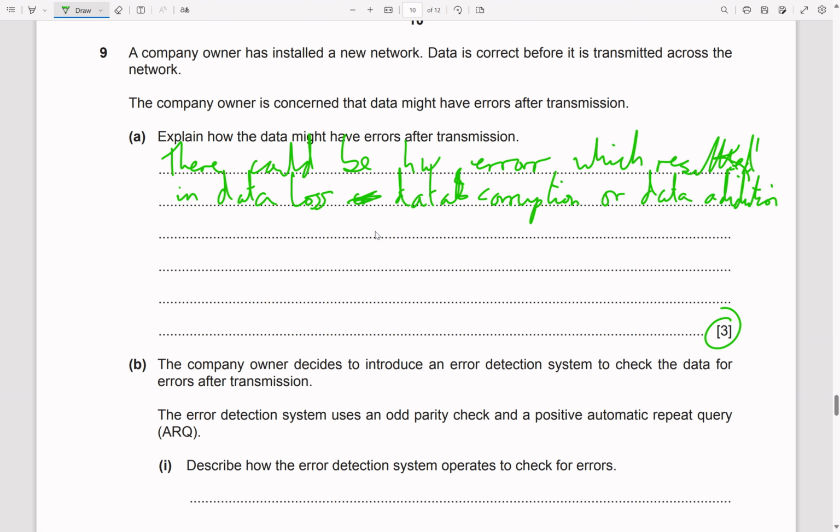But let's try and mention another example. We could mention malware, or some man-in-the-middle attack. So maybe there could also be malware on the network. Or let's say malware, or a hacker. And let's say here, man in the middle.